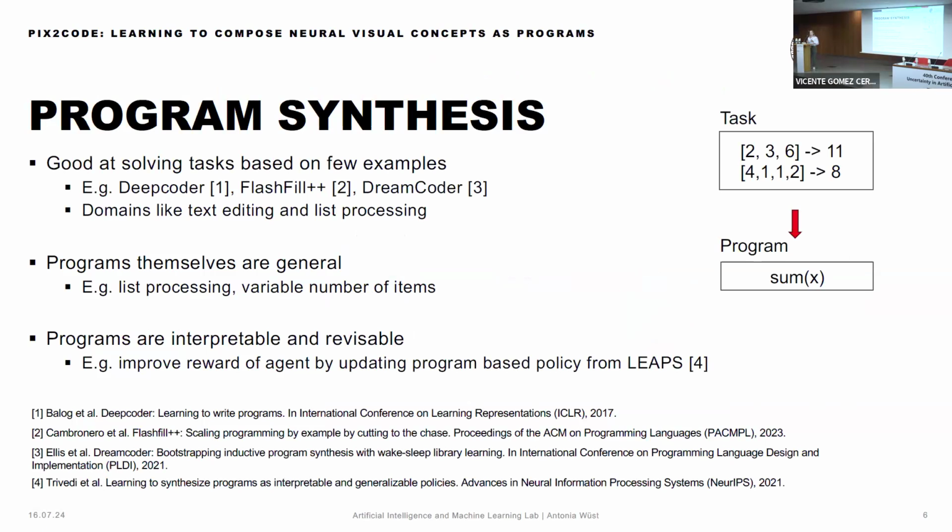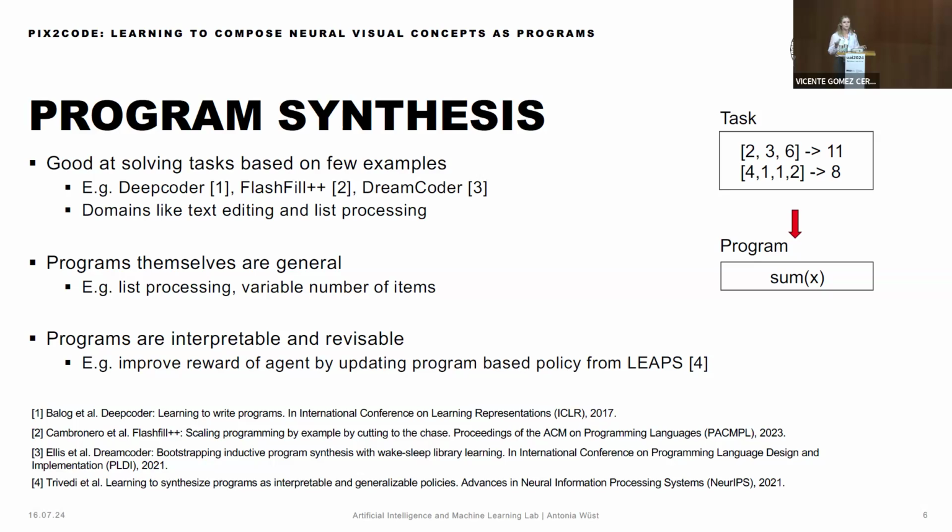And a field that is already quite good at generalization and learning based on few examples is program synthesis. And here there were already quite a lot of methods developed, but applied to domains like list processing or text editing. And here you can see that those methods already perform quite well in those domains.